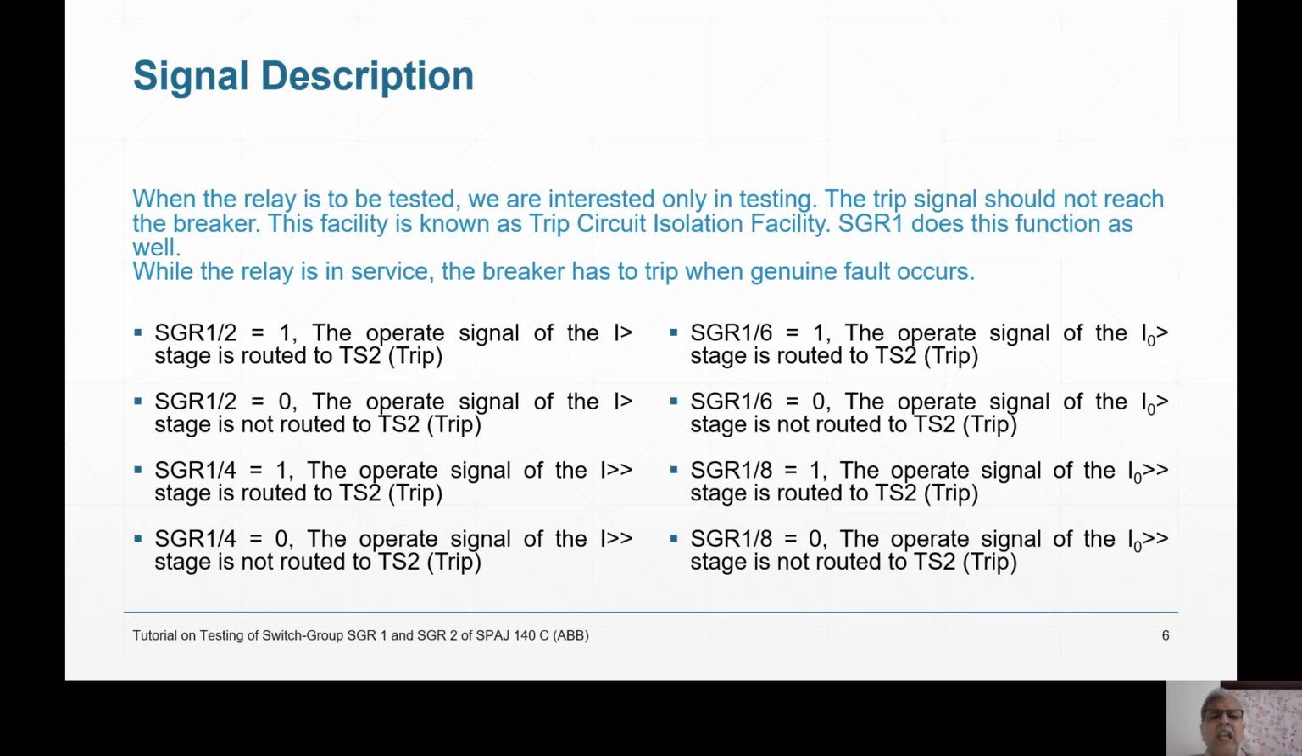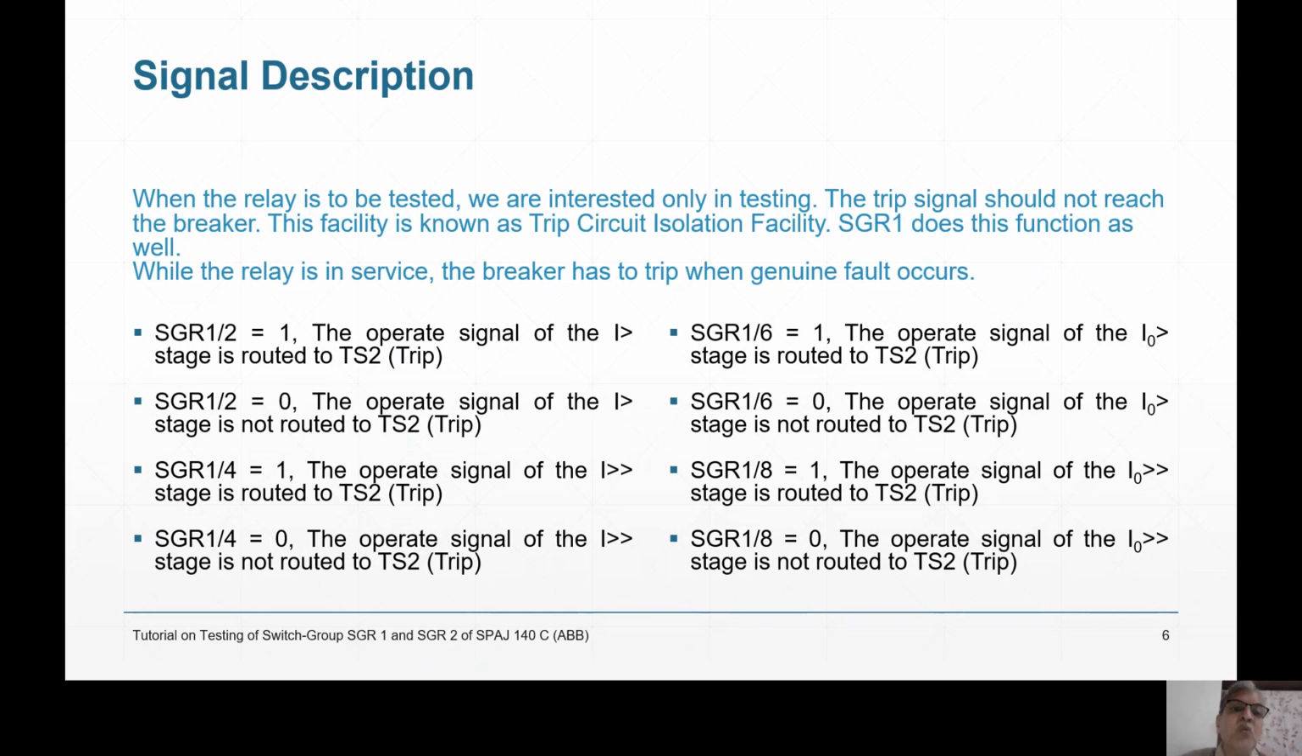Now you would obviously ask the question, why at all would you not want that signal to reach? Why is that switch provided? If I make SGR1/2 equal to 0, then that signal will not reach trip. That means the main circuit breaker will not trip. Now, one may easily ask why do you not want to trip? You would want to trip when the fault has occurred, when the time has passed. You see, to avoid the damage to the system, the faulty part has to be isolated.